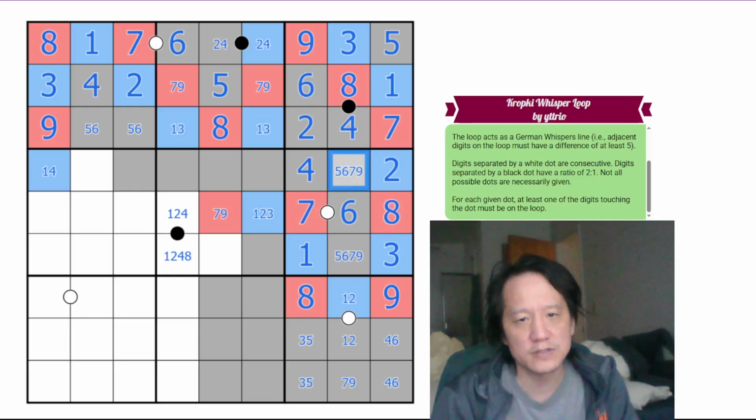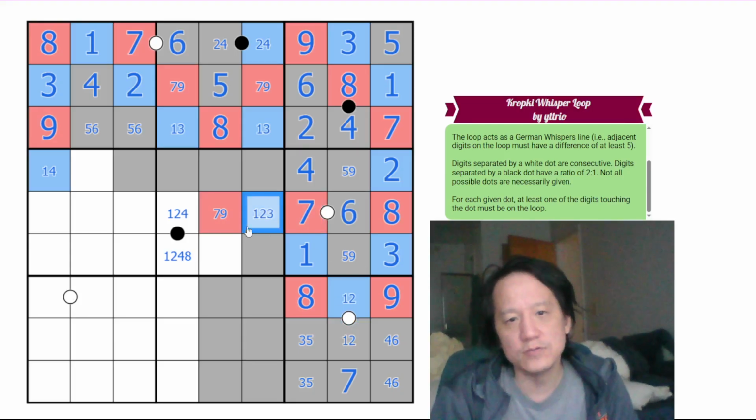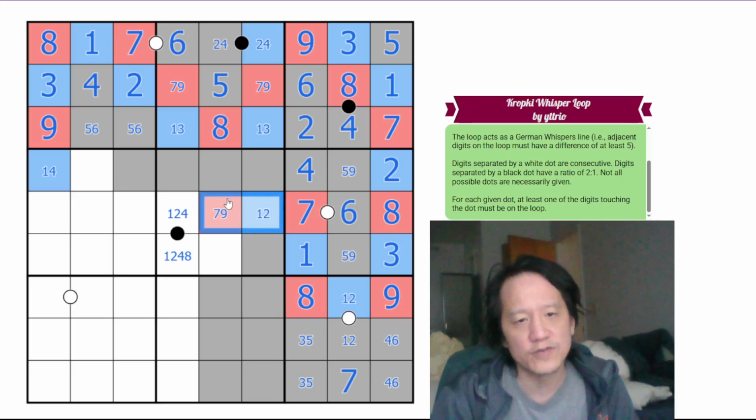This can't be 6 or 7. This can't be 6 or 7. We have a 5, 9. This 9 eliminates 9 here, so it's 7. 7 can only be next to 1 or 2 on a Whisper 5 line. This 7 eliminates 7 here, so it's 9.